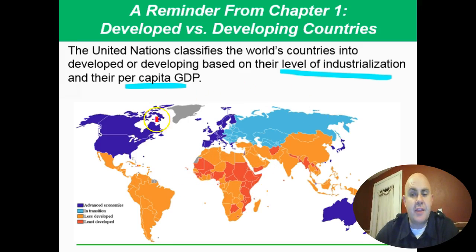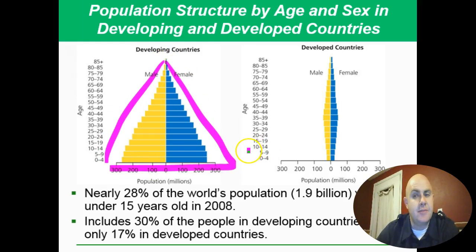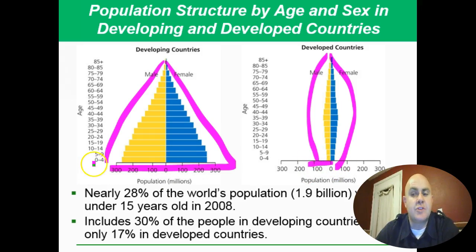When you look at this idea of GDP and industrialization, and you look at the age structure pyramids, you find that those developing countries, the oranges and reds, most of them have this wide pyramid shape to how they're set up. And most of the developed countries, the purples and the blues, have more of a structure diagram like this, that has a much more stabilized population. So there's a direct correlation between developing countries and their population growth versus a developed country and its.